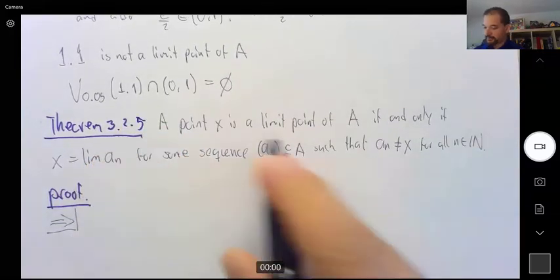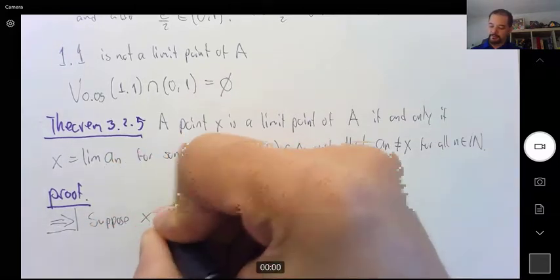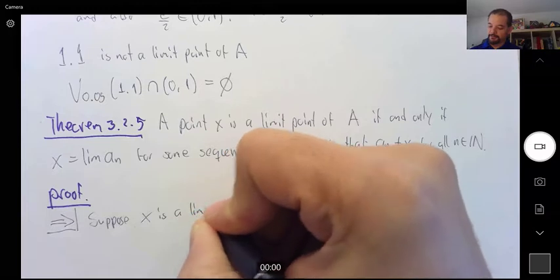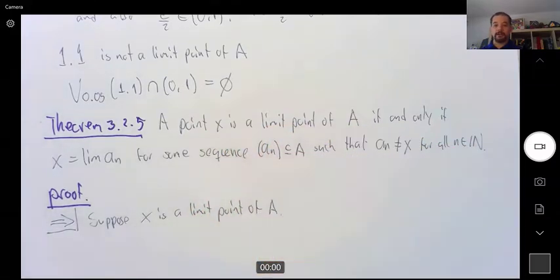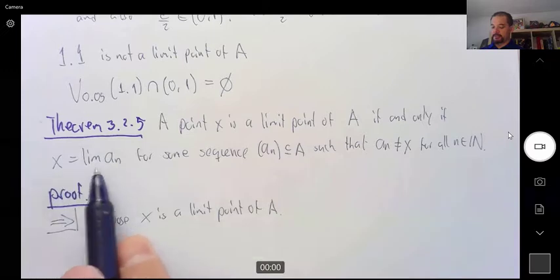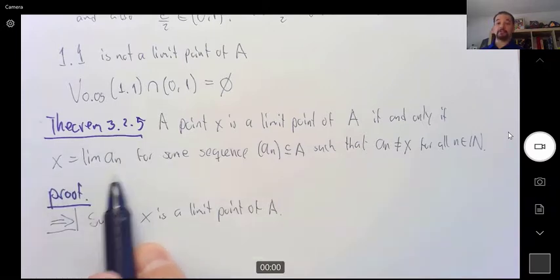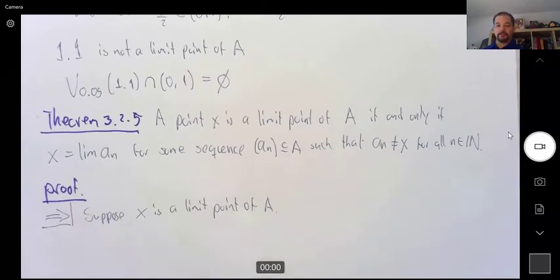So let's assume that X is a limit point. So suppose X is a limit point of A. Now I need to come up with a sequence, right? I need to show that X is the limit of some sequence. So I need to create a sequence. How am I going to create a sequence? Well, I need to use the definition of limit point. The definition of limit point is that every time I pick a neighborhood, I can find an element, right?